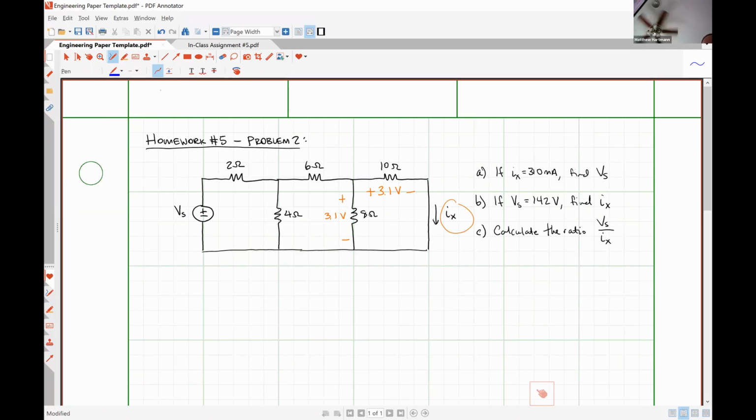Now that we know the voltage drop over the 8 ohm resistor, we could figure out how much current is flowing through the 8 ohm resistor as well, right? Yeah, Ohm's law. Yep, so Ohm's law, 3.1 volts divided by 8 ohms, which is 387.5 milliamps. So do we have enough information to determine the current flowing through the 6 ohm resistor?